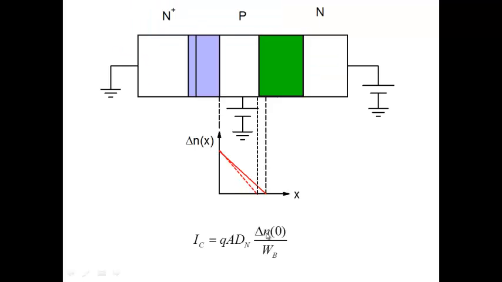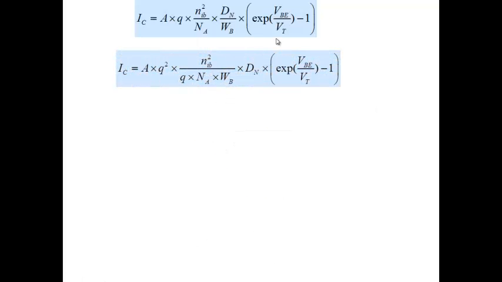All right, so this is the expression for current: AQ Dn by WB multiplied by what? Delta N0. Go back and see, delta N0 is what? ni squared over Na times exponent VB by VT. So that's the expression for current.